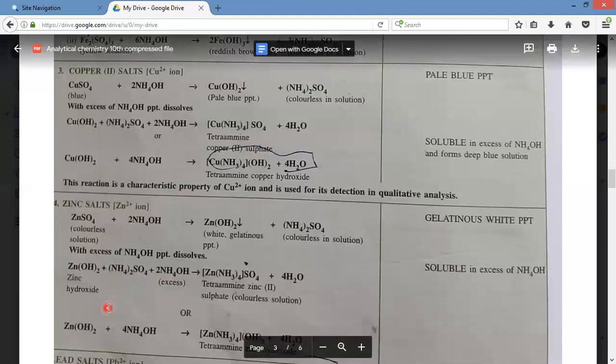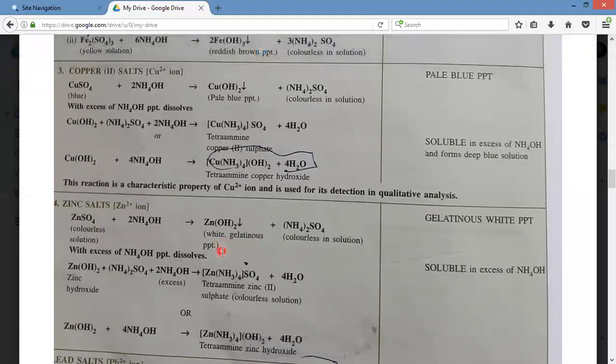Zinc salt, a very, very important salt. Zinc salt, which has a colorless solution, treated with ammonium hydroxide. Ammonium hydroxide is a weak alkali. After the reaction, a white gelatinous precipitate is forming with a colorless solution of ammonium sulfate. Again, this whole solution means the zinc hydroxide and ammonium sulfate. Treating with ammonium hydroxide in excess, there will be a formation of tetraamine.